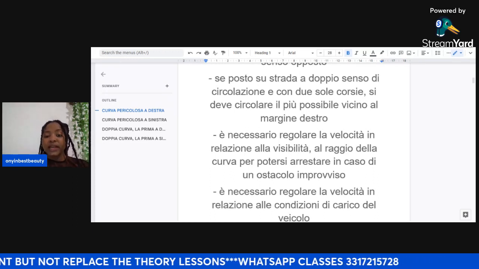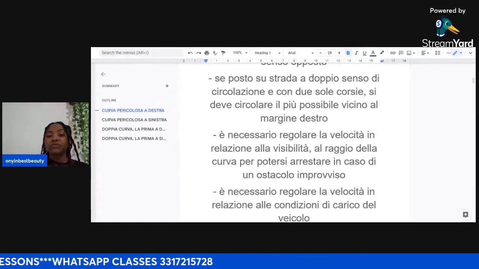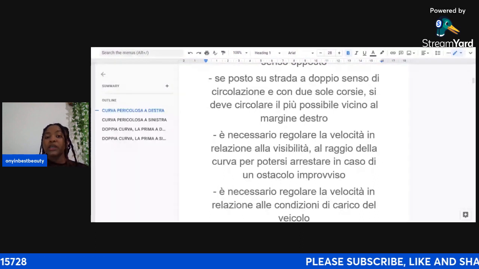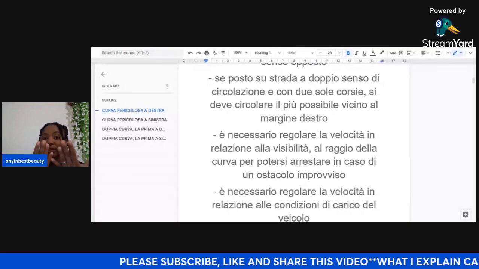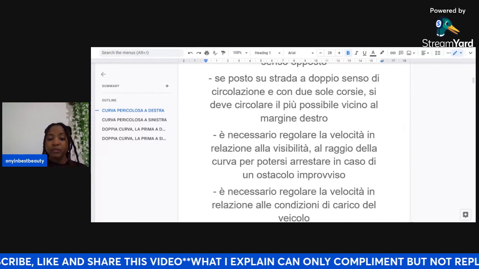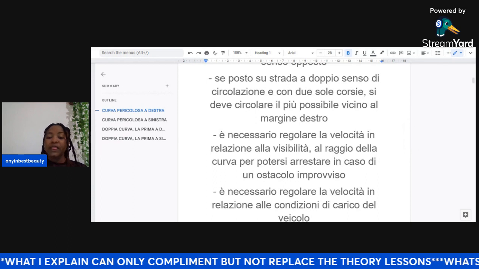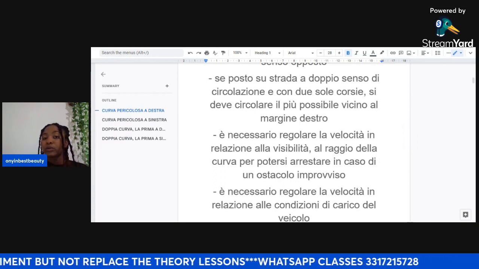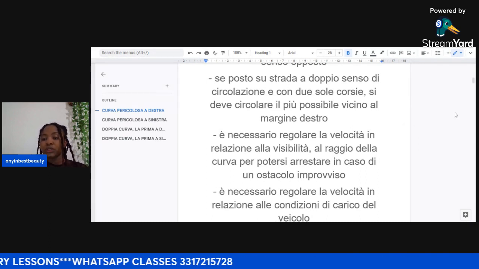È necessario regolare la velocità in relazione alla visibilità. Now, it is necessary to regulate your velocity in relation to your visibility. You need to regulate your velocity according to your visibility, how it is seen. Al raggio della curva per poter arrestare in caso di ostacolo improvviso. Now, this is to enable you to be able to stop when necessary in case of a sudden obstacle, so that you will stop when you need to stop. So moderate your speed.